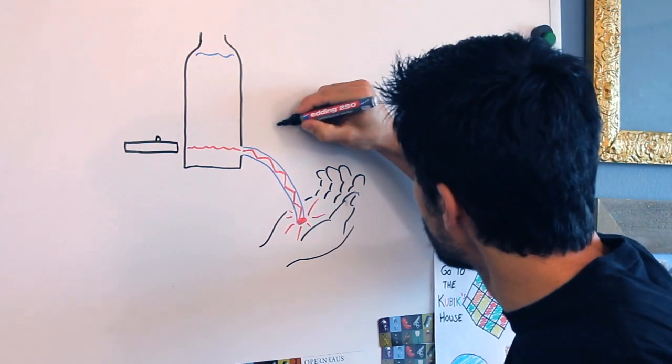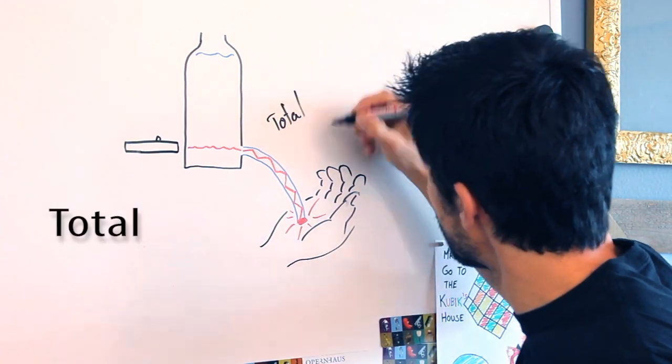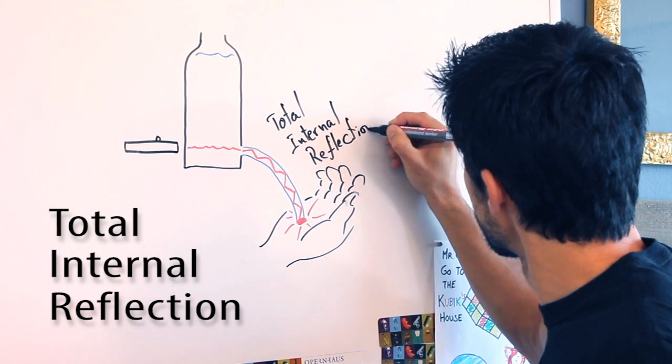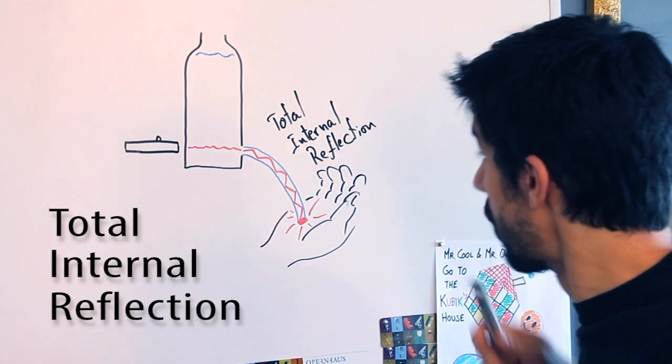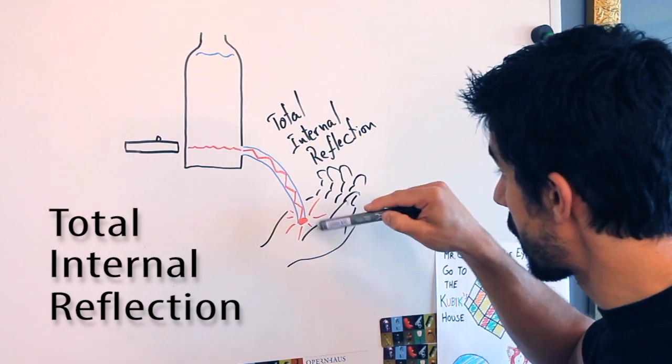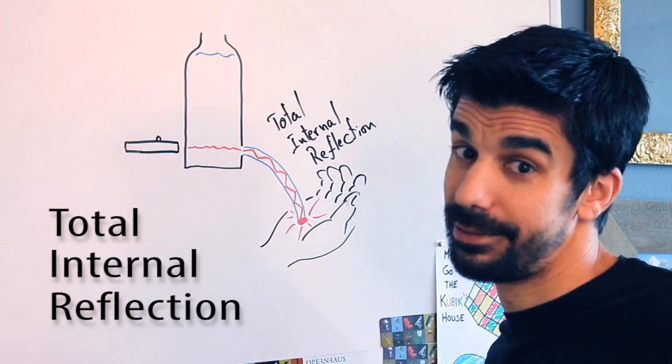That's why it's called total internal reflection. That means that all of the energy that travels inside internal gets reflected in the end.